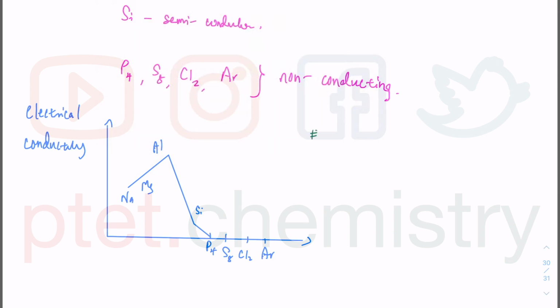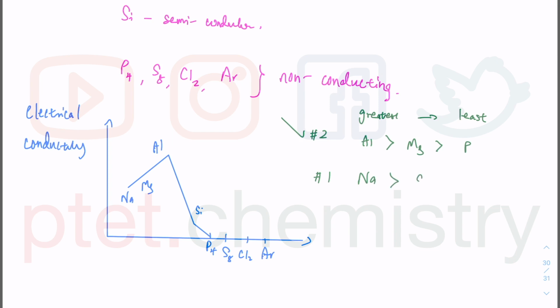So if I check number 2 first, they say greatest to least, right? Greatest to least, from the best conductor to the worst conductor. So they say aluminium is better than magnesium, better than phosphorus. Number 2 is correct. Let's check number 1.